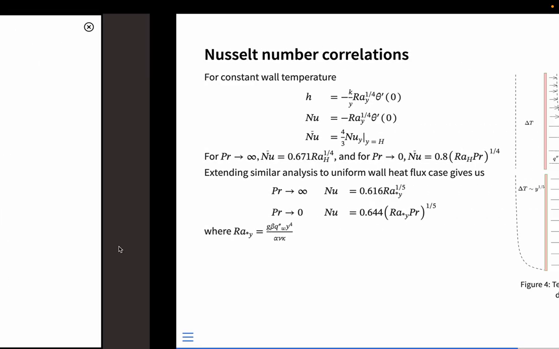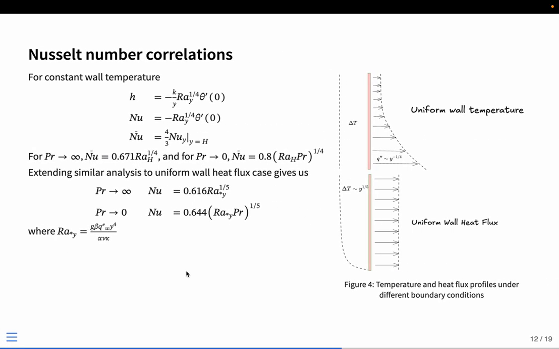This is just to define the Rayleigh number, but what would happen eventually, just like I said now, whether it is uniform wall temperature or uniform wall heat flux, the correlations that you're going to get will eventually be the same. Just that you have to adjust for the corresponding factor inside your Rayleigh number.